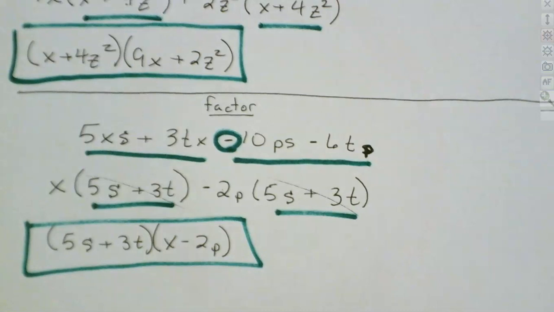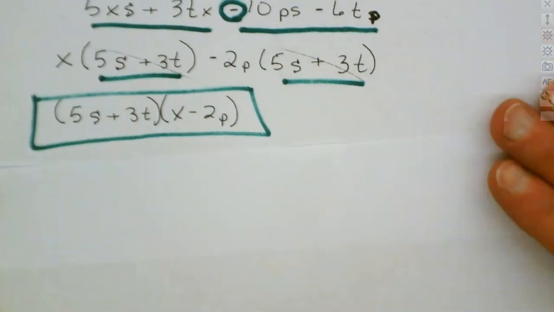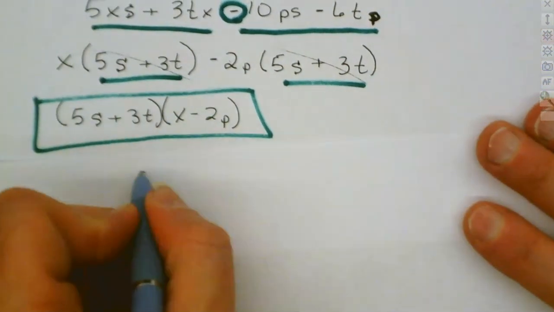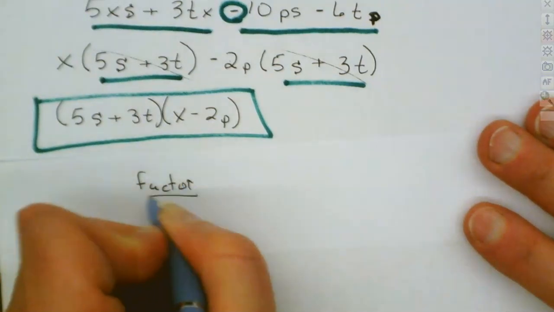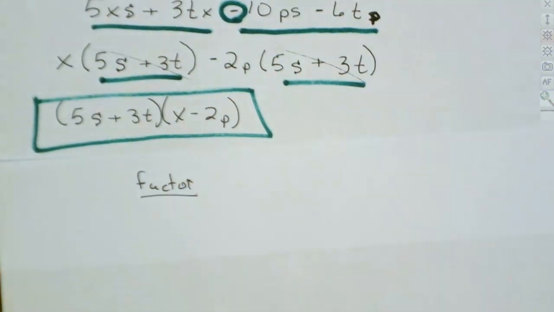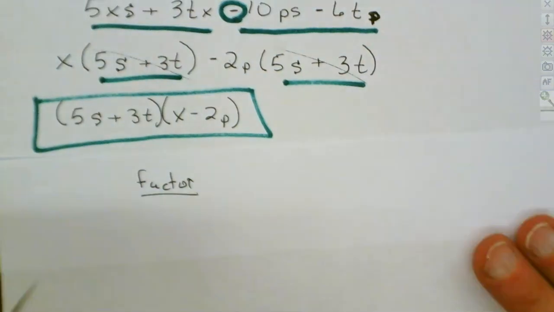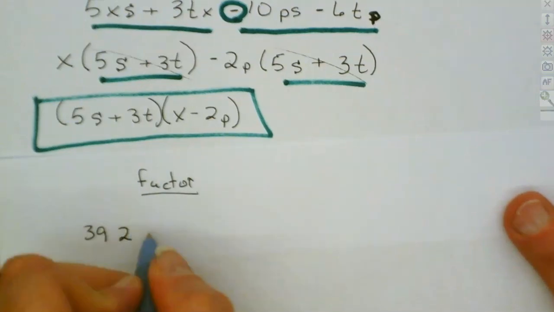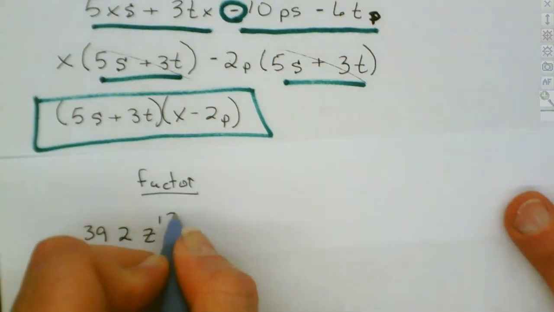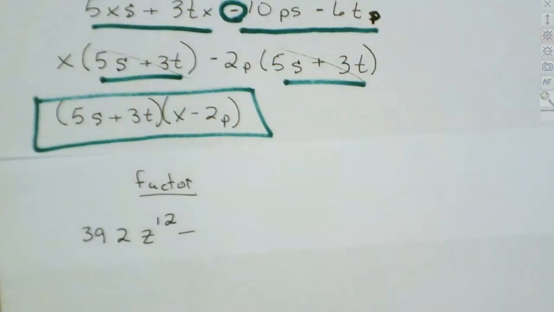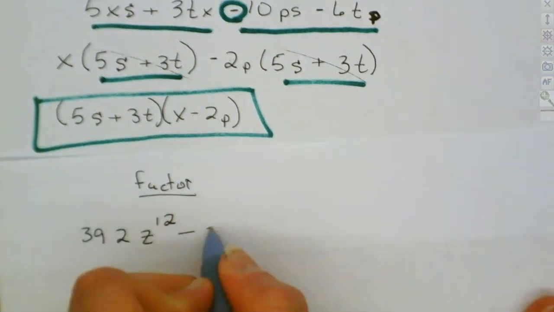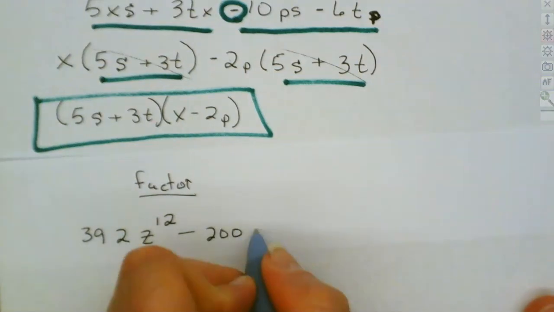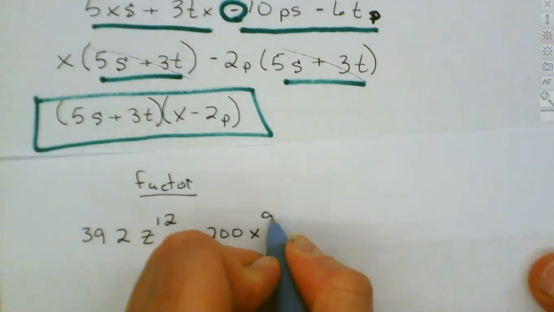Let's do another one. Let's see what we can do with this one. How about 392z to the 12th power minus 200x to the 9th power.